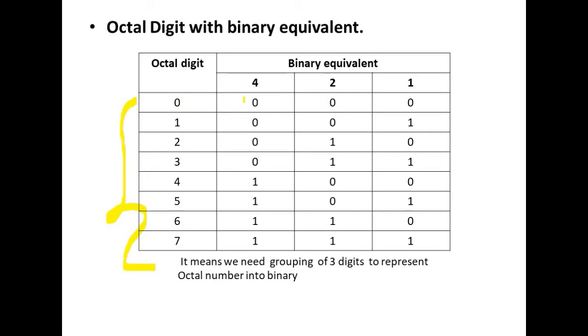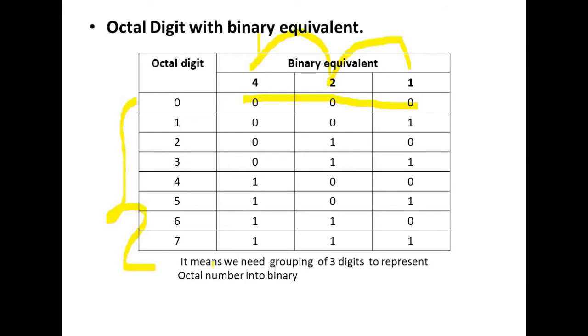So 0 will be written as 000, 1 is written as 001. 2 will be written as 010, because we require only the weight 2. For 3 these 2 digits are required, so 011 is 3. For 4 it is 100, for 5 101, for 6 it is 4 plus 2, so 110, and 7 is 111. So these are the binary equivalents of the octal numbers 0 to 7.